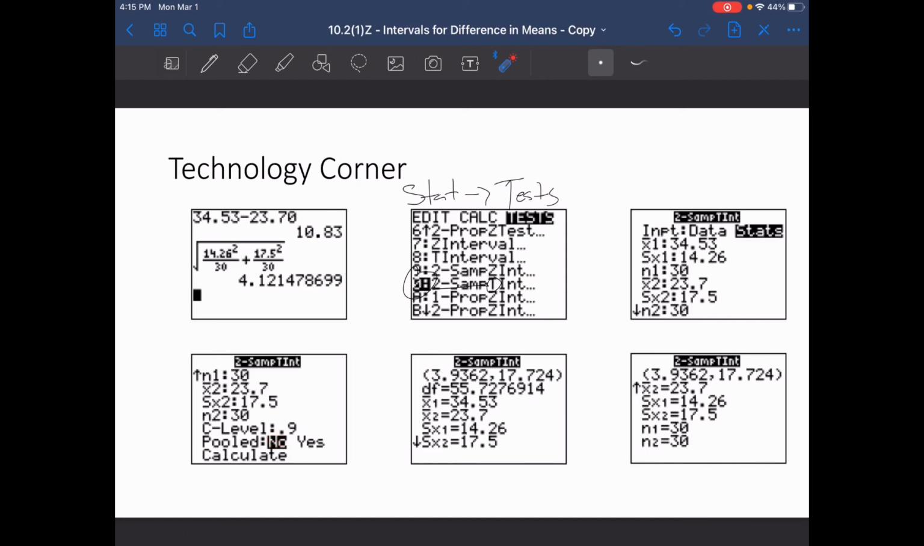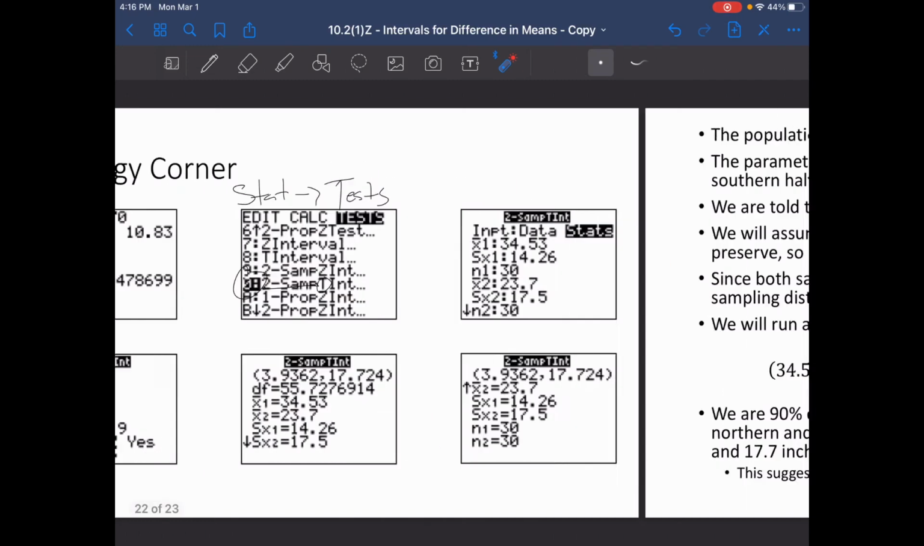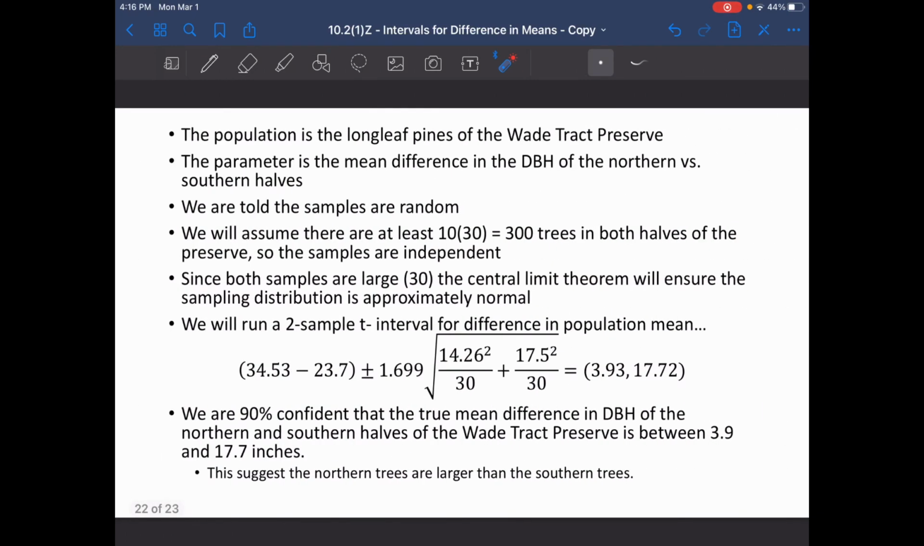This is not a pooled interval, so we don't need to worry about that. And then from there, we can calculate. Once we calculate, we should get our interval right here. This is how you would find the degrees of freedom right there, so super simple. And then they give you the rest of the information that you pretty much input already. And that's essentially how you will find our confidence interval for a difference in means.